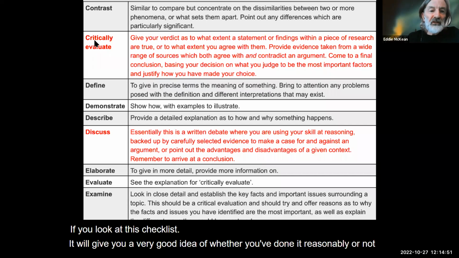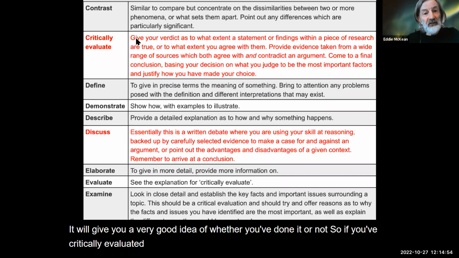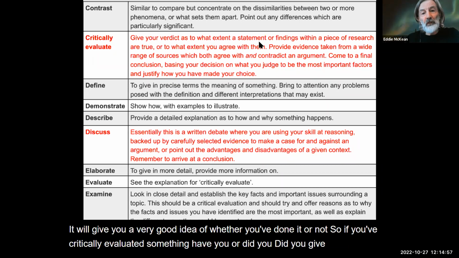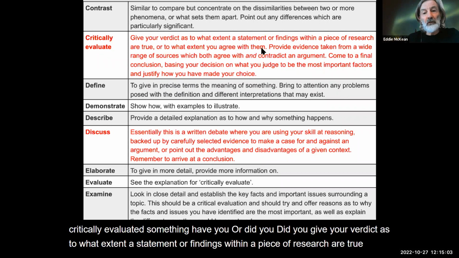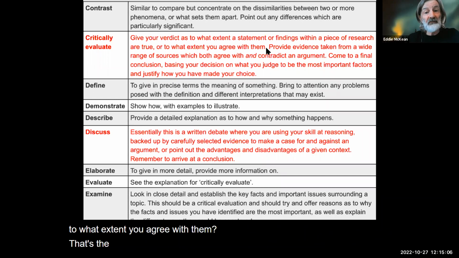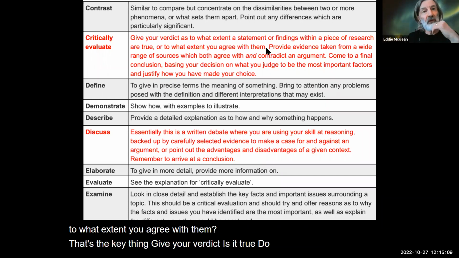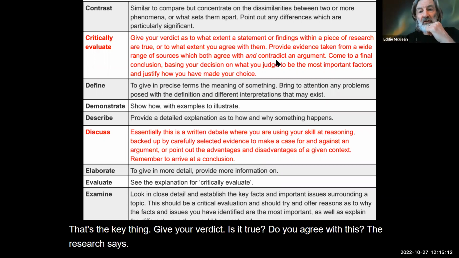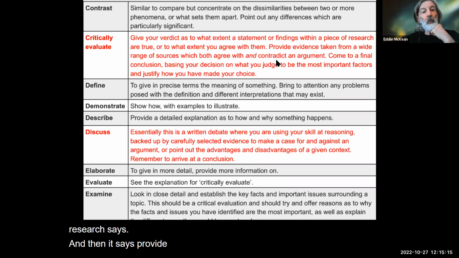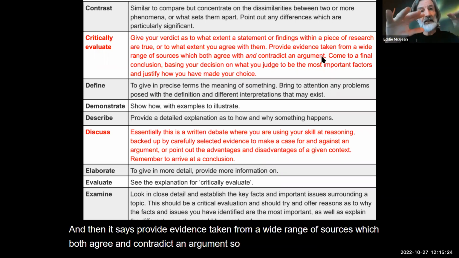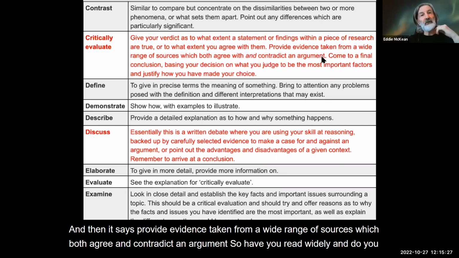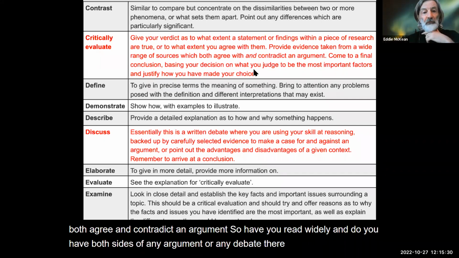So if you've critically evaluated something, did you give your verdict as to what extent a statement or findings within a piece of research are true, or to what extent you agree with them? That's the key thing. Give your verdict. Is it true? Do you agree with what the research says? And then it says, provide evidence taken from a wide range of sources which both agree and contradict an argument. So have you read widely, and do you have both sides of any argument or debate? Come to a final conclusion. So did you make up your mind?